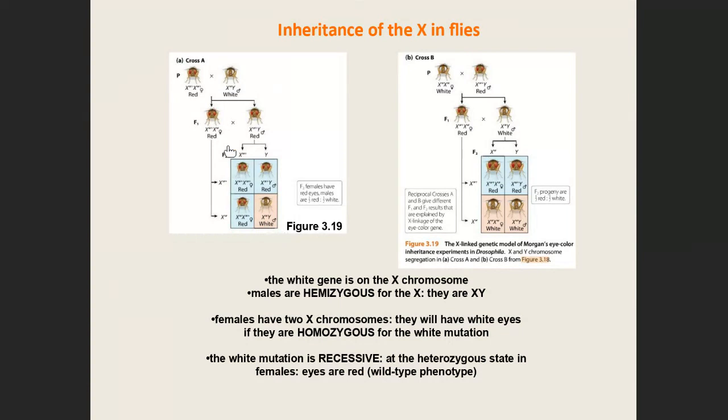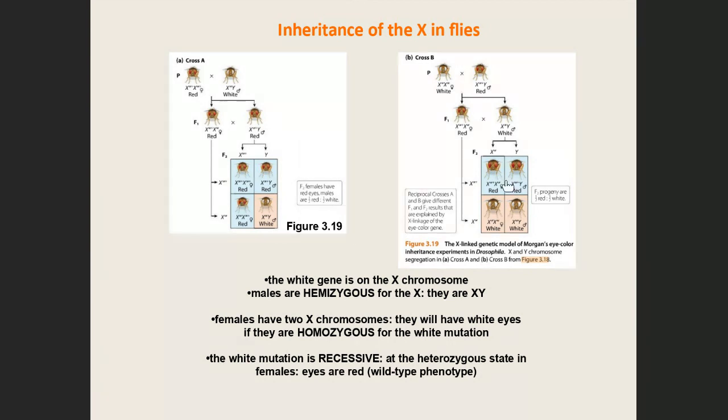In other words, the reason why only the males have white eyes is because they only have one X chromosome, received from a heterozygous female in the F1. So 50-50 white eyes and red eyes.